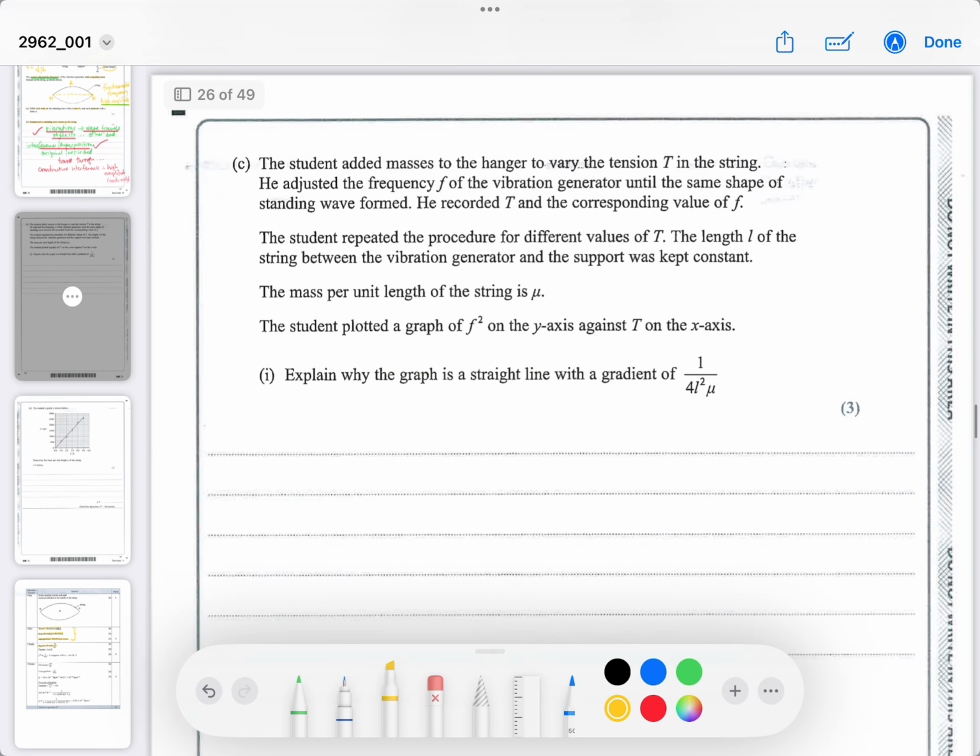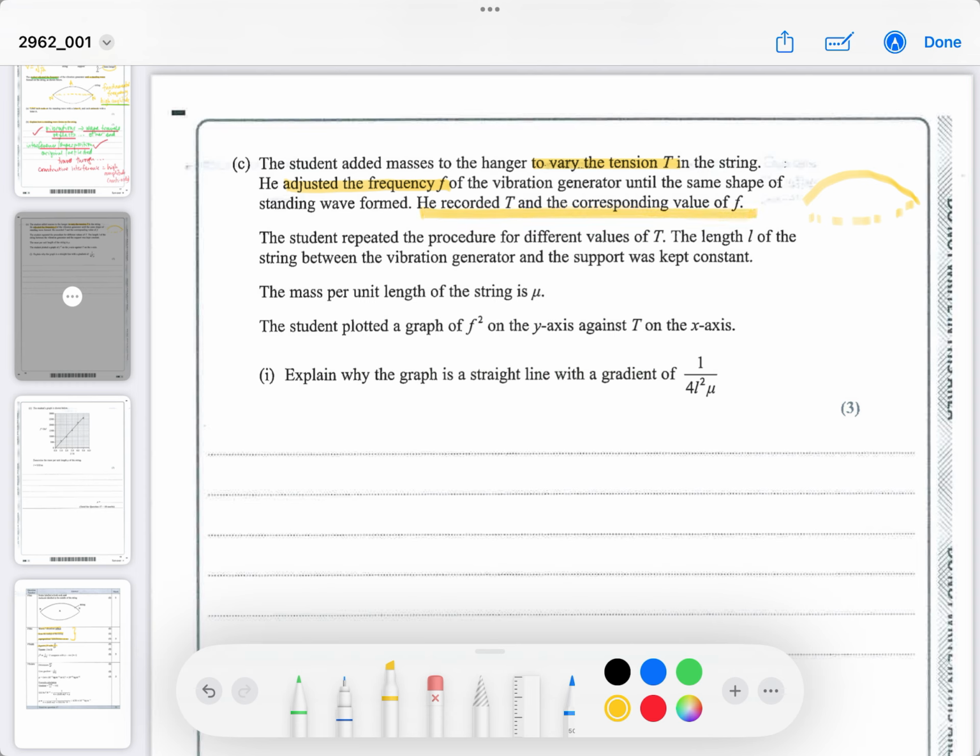So the student added masses to the hanger to vary the tension. So the tension is what? The independent variable. He then adjusted the frequency until he got the pattern that we showed with a node at each end, an antinode in the middle, going up and down. And he recorded the tension and the corresponding values of F.